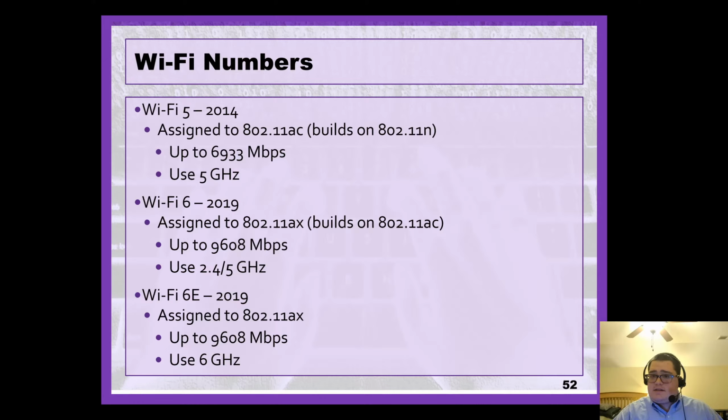Wi-Fi 6E, which also isn't widely available yet, was also introduced in 2019 and is also assigned to 802.11ax. The speed is the same, up to 9,608 megabits per second, but it introduces a new range, the 6 gigahertz frequency range.